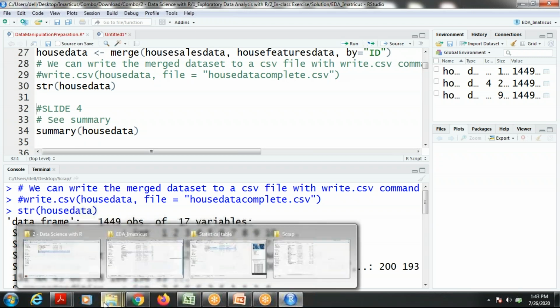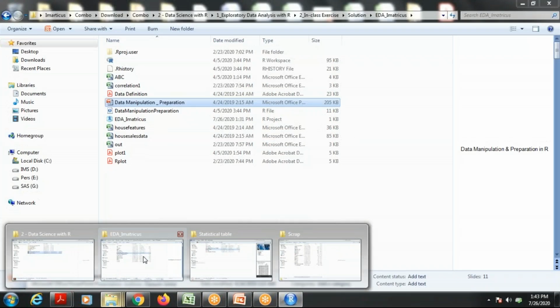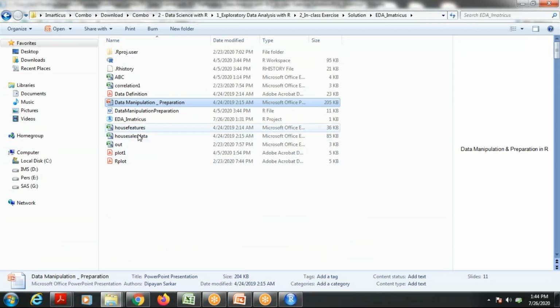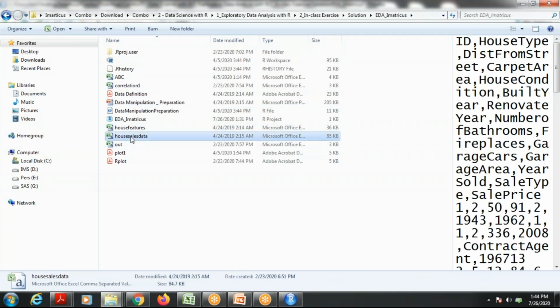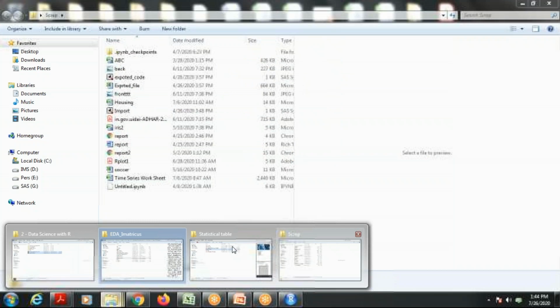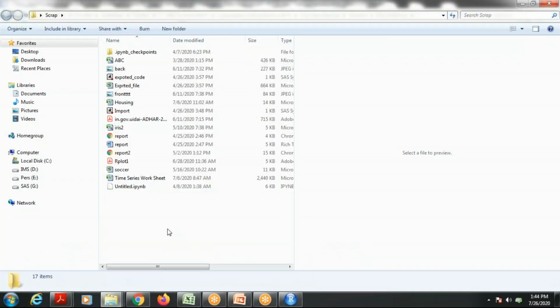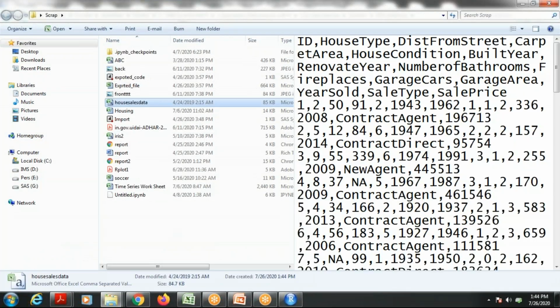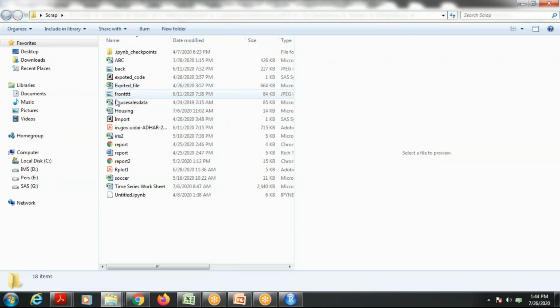Got it? And for that, I will go back to the data wherein the house sales data is given. So let me make a copy of this data and come back to the scrap, because I do not want to disturb my original data.